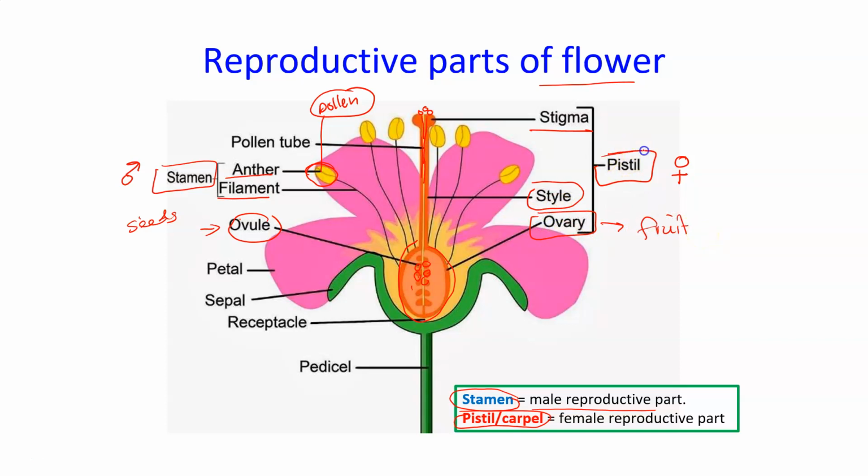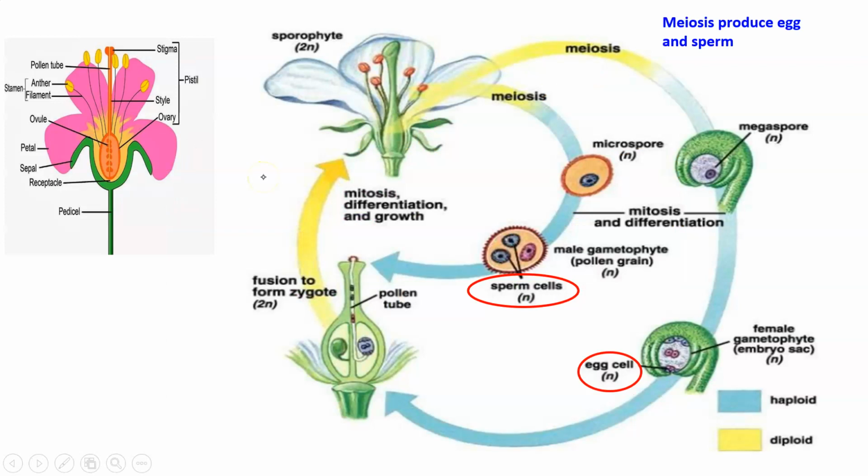So you have to know the male and female reproductive parts of a flower. The pistil contains the stigma, style, and ovary. The male part, the stamen, consists of the anther and also the filament. If you can see from this diagram, it shows you the life cycle of a plant.